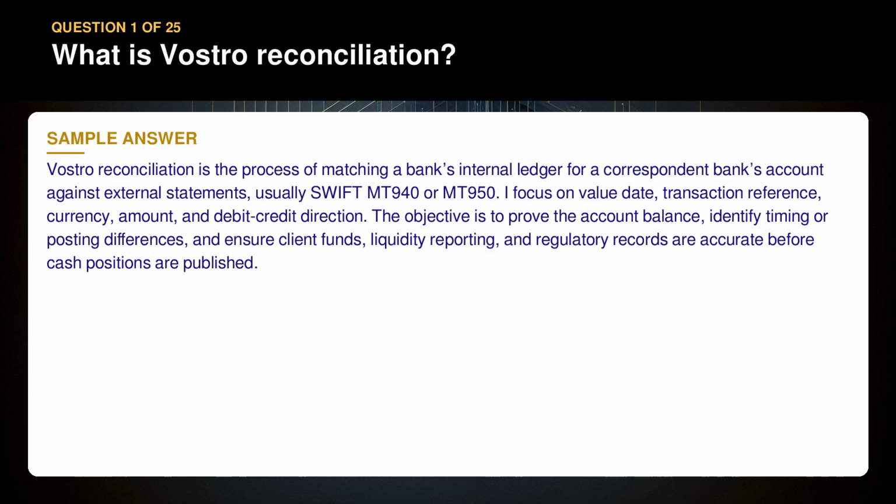Vostro Reconciliation is the process of matching a bank's internal ledger for a correspondent bank's account against external statements, usually SWIFT MT940 or MT950. I focus on value date, transaction reference, currency, amount, and debit credit direction. The objective is to prove the account balance, identify timing or posting differences, and ensure client funds, liquidity reporting, and regulatory records are accurate before cash positions are published.